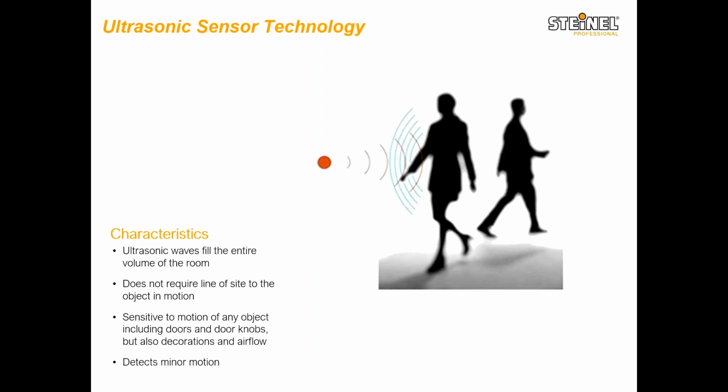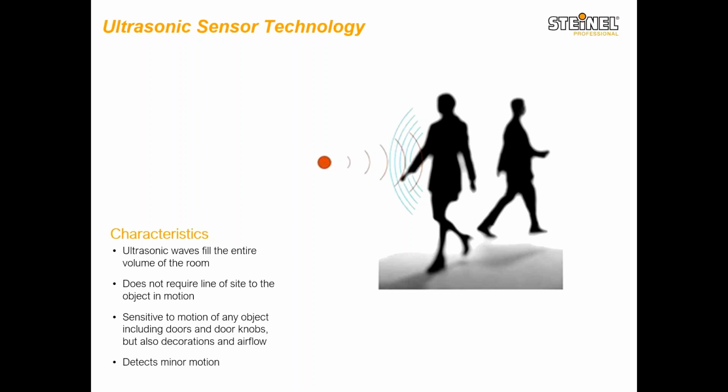If there is a moving object in the environment, it causes a Doppler shift in the sound wave, and that's what the sensor is looking for for detection. So it's that Doppler shift that's basically the basis of detection.